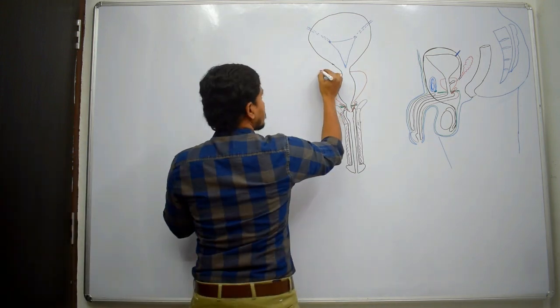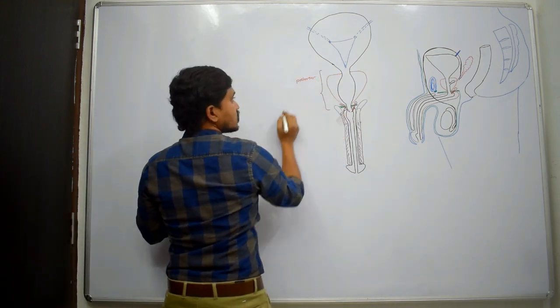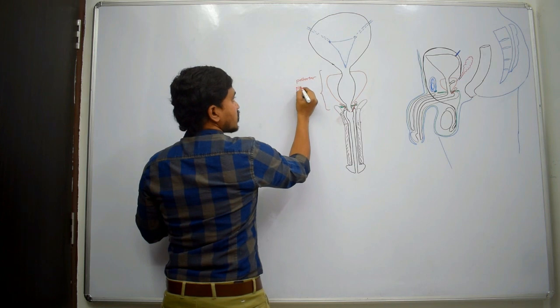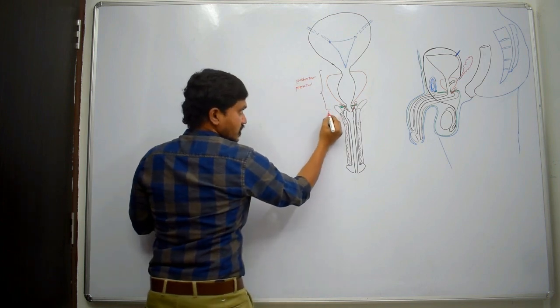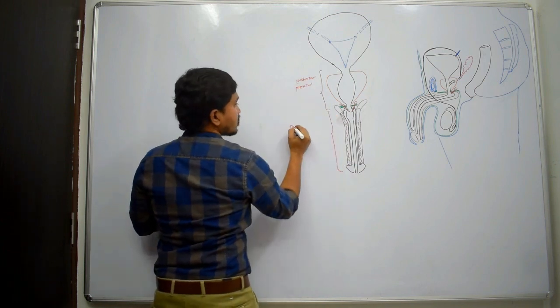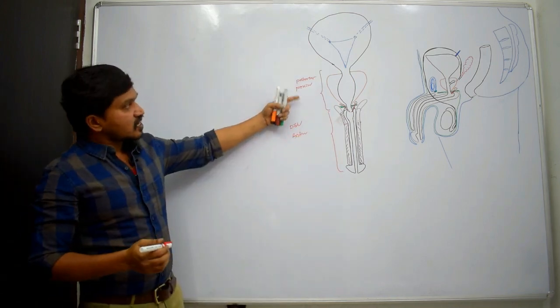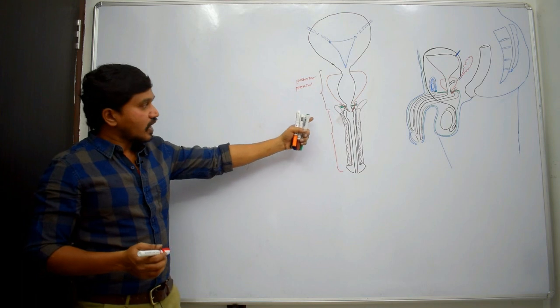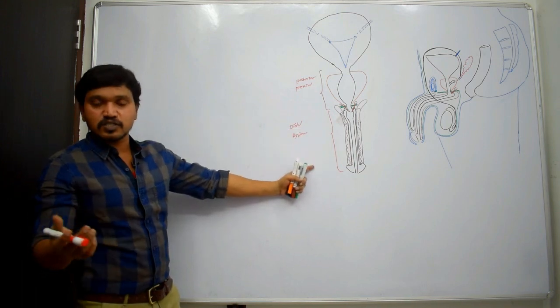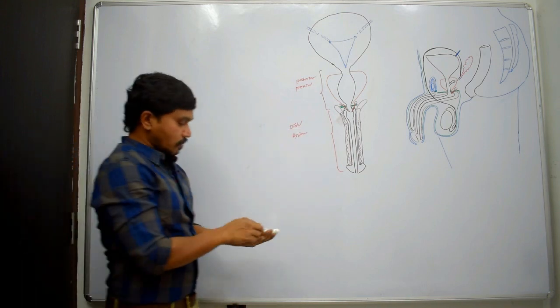So from here to here, posterior urethra or proximal urethra, and from here to here, this is distal urethra or anterior urethra. Posterior urethra is further divided into different parts, anterior urethra also further divides into different parts. That we will see one by one.